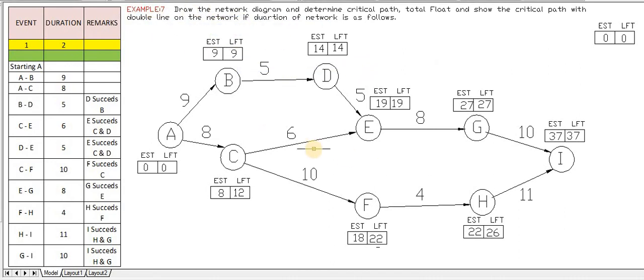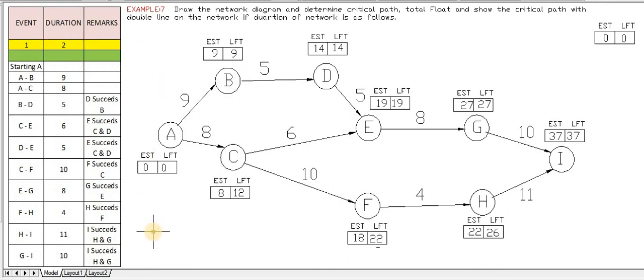In this way we have calculated all the ESTs and LFTs, the earliest starting time and latest finish time for each activity. These calculations are very important. We first drew the network diagram, and after drawing it we calculated the EST and LFT values.